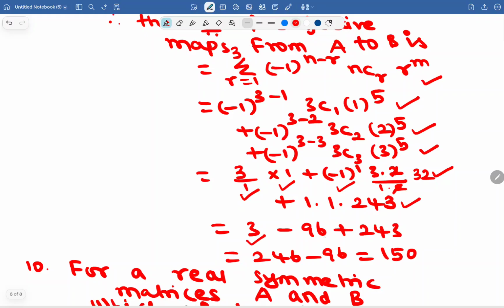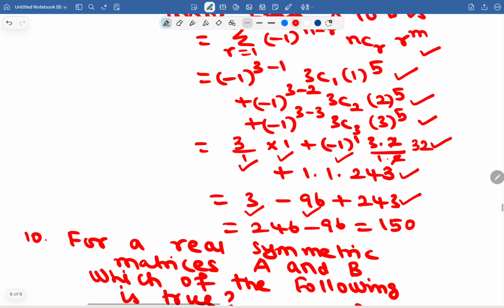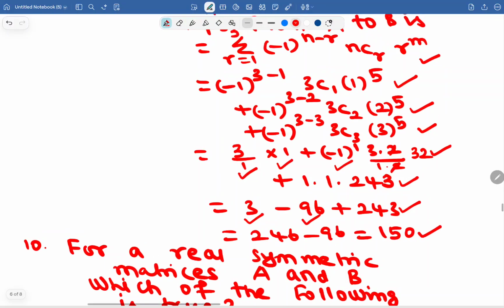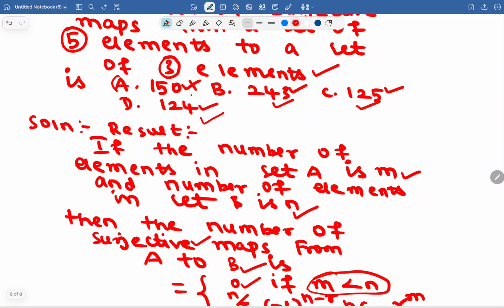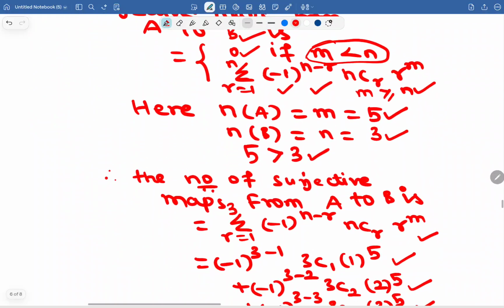This is the first term 3, the second term after simplification gives minus 96, and the last term is 243. 243 plus 3 is 246, minus 96 is 150. For this problem number 9, option 1 is the correct option.